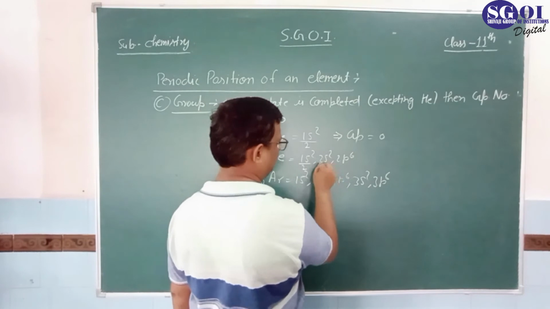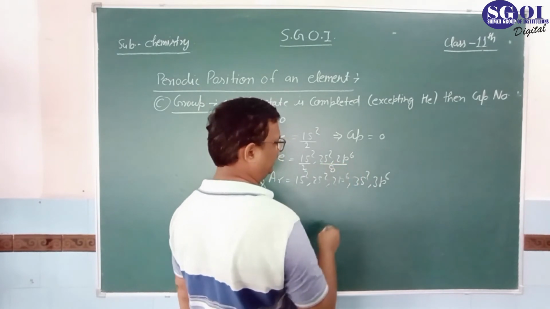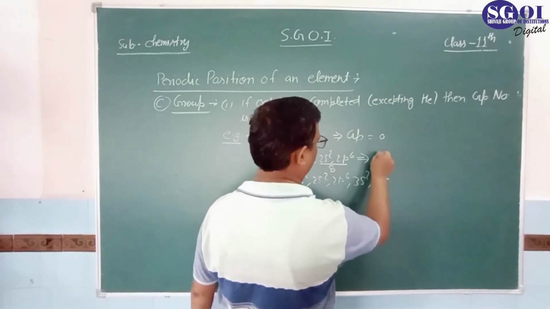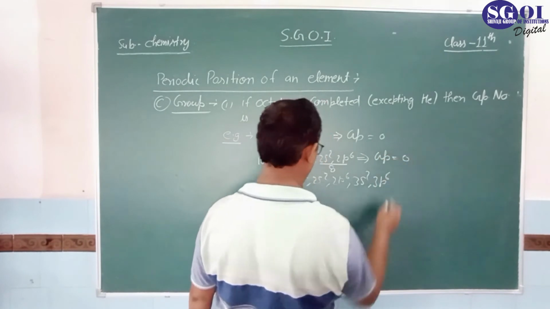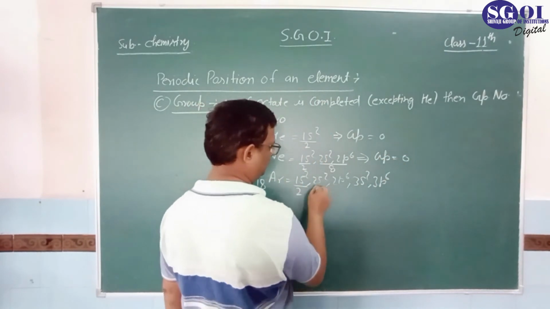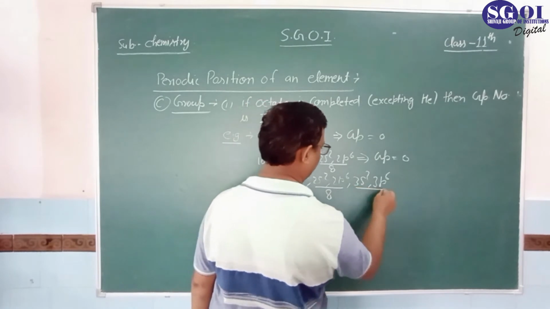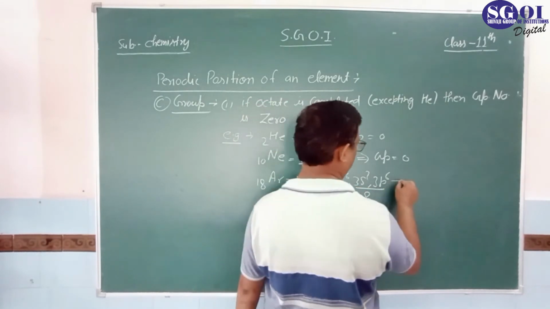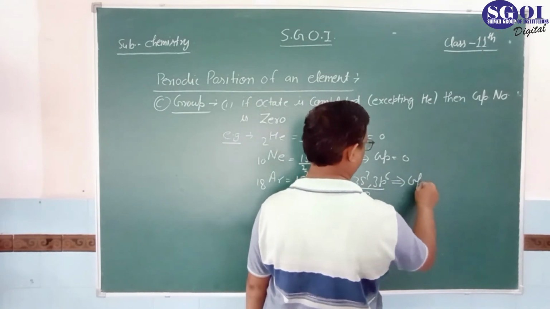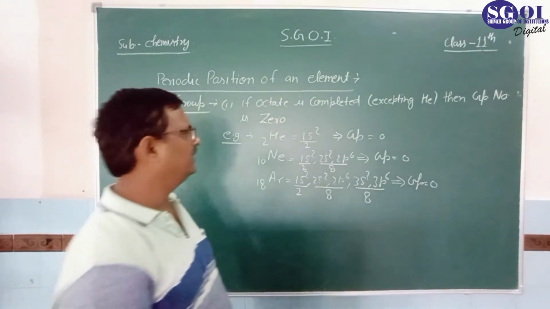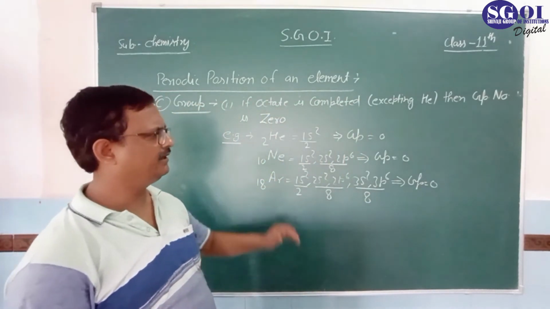First shell is completed, second is also completed, containing 8 electrons, a complete octet. Again the group number is 0. First 2, second 8, third one is also 8. So the group number is also 0. So these are the elements having a complete octet, including helium.